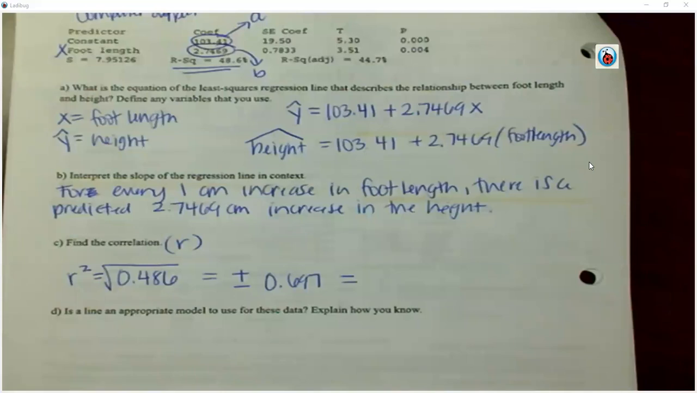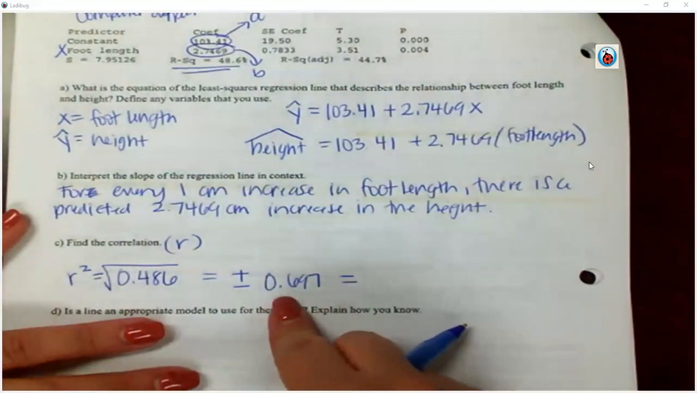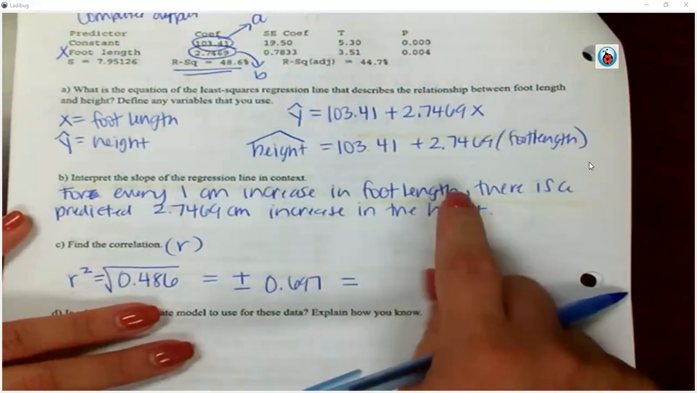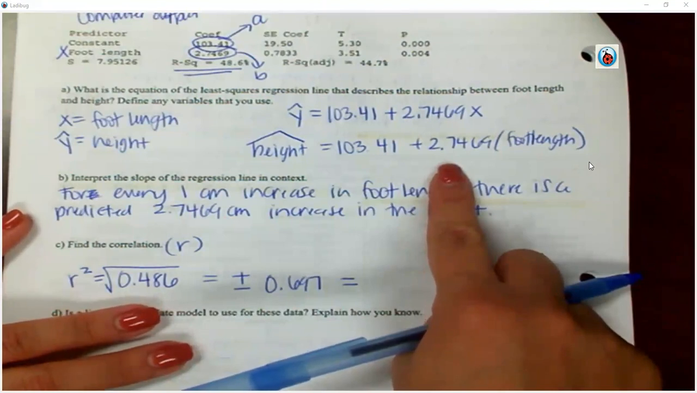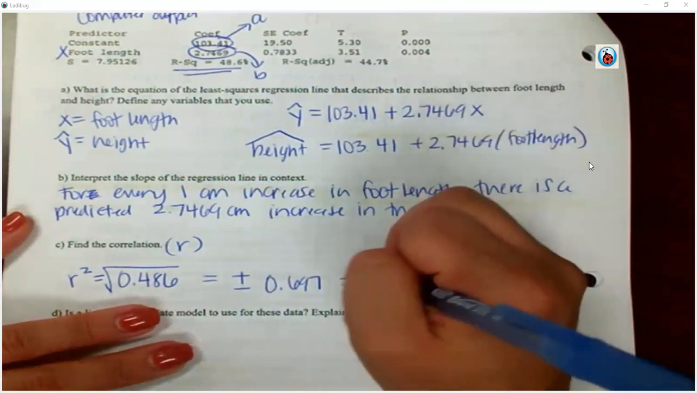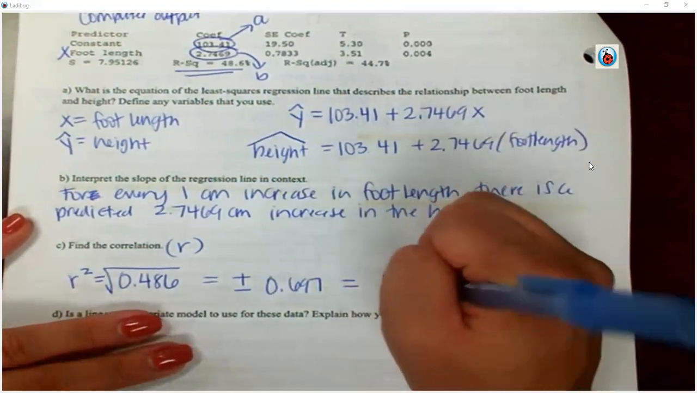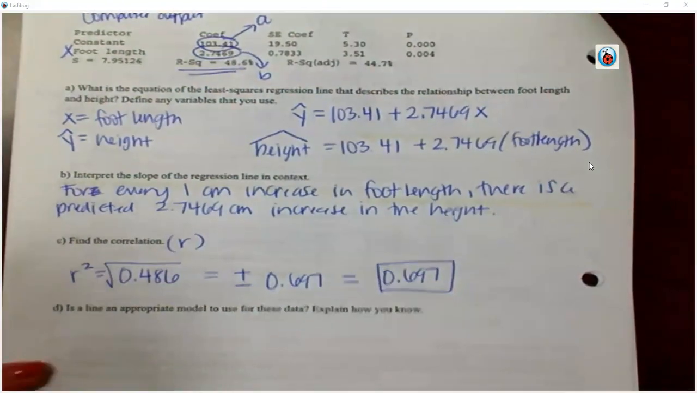However, once you've determined this value, you need to determine, is my slope positive or is my slope negative? Because remember, your R value tells you your direction, if it's a positive or a negative value. Well, my slope was positive, so that means that my R also needs to be positive. So therefore, R equals 0.697.